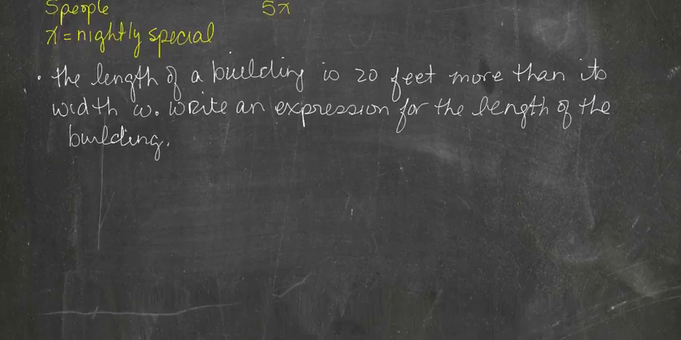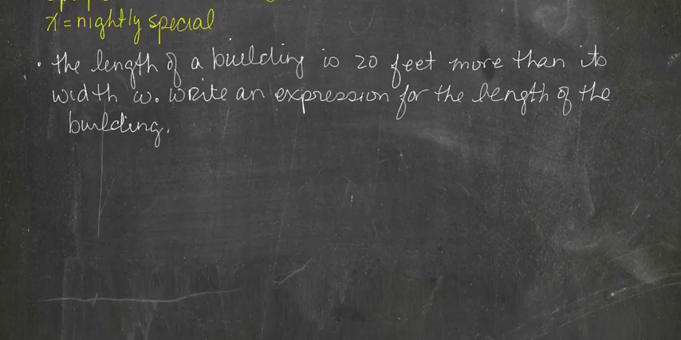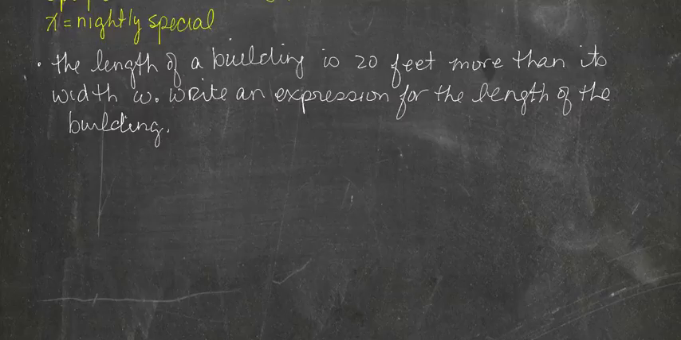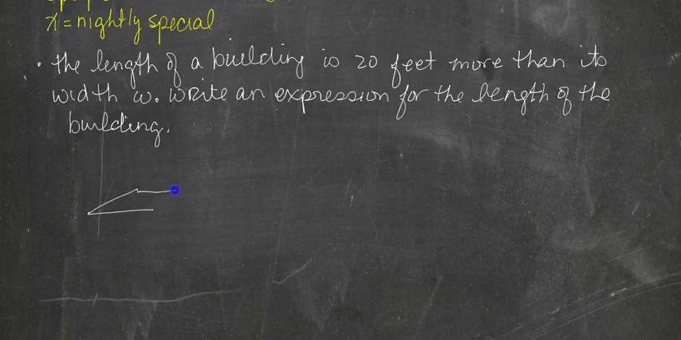All right, so I paused and it just popped a new problem up. The length of a building is 20 feet more than its width, W. Write an expression for the length of the building. So this is one of those things where we know the length of the building. I'm just going to sketch in the footprint of the building, and then I'll dot up. So this would be the walls of the building.